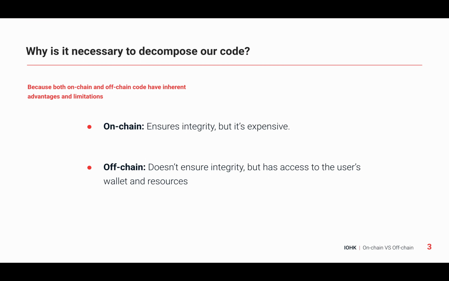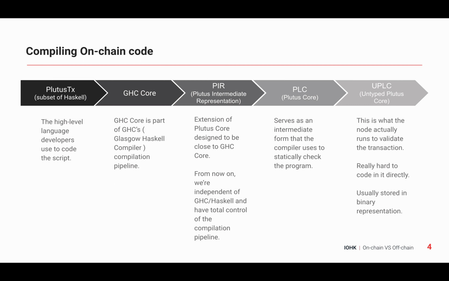Okay, now let's take a deeper look at on-chain code. This is the compiling pipeline our code goes through to become something a node can run. We start with Plutus TX. This is the high-level language developers use to code the script. You've used this before. Then, when we compile this code, it goes through several steps.